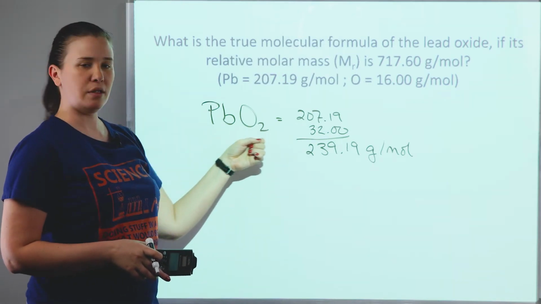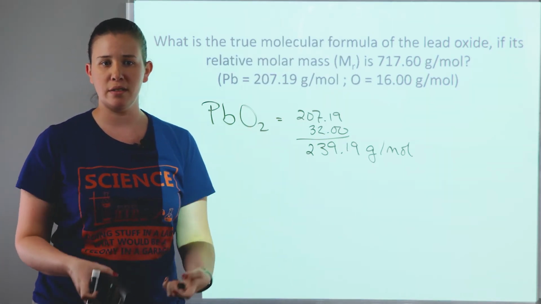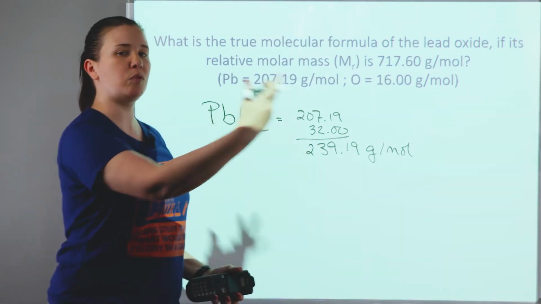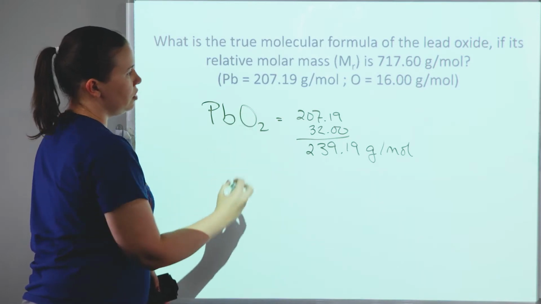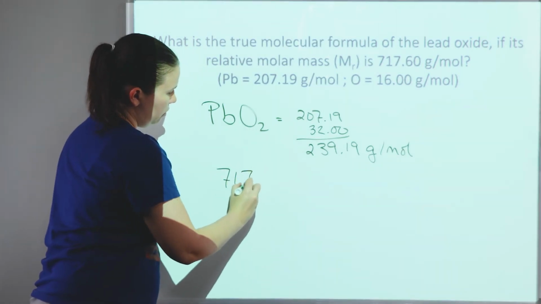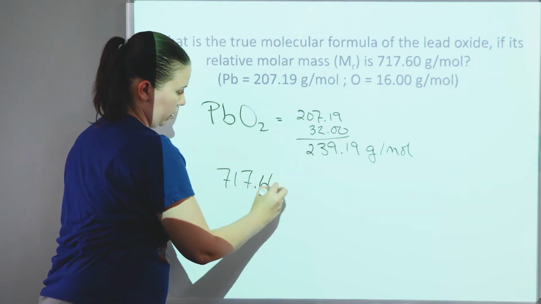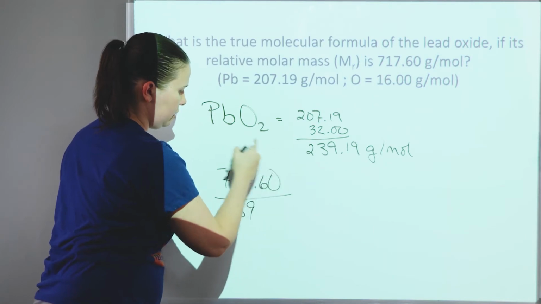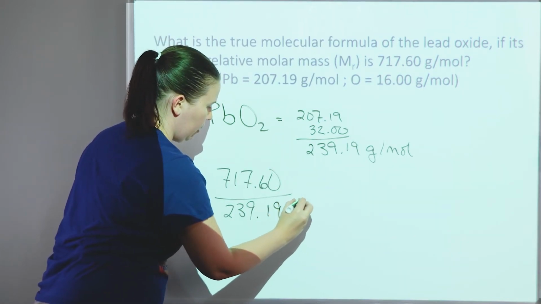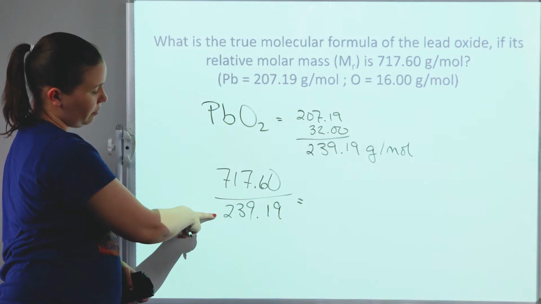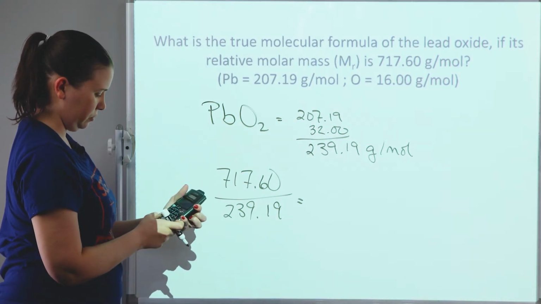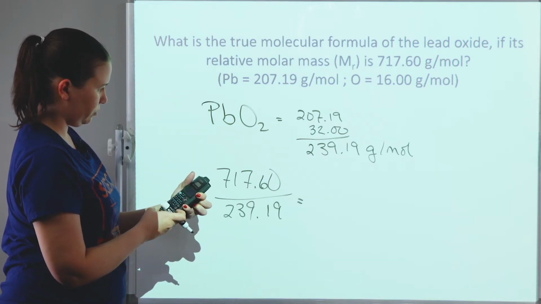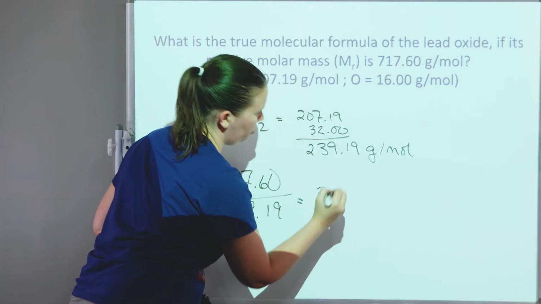We know that this is the ratio. So is it twice this many, 3 times this many, 17 times this many? How do we figure out how many times more we have this set of atoms? The easiest way is to take the given molar mass and divide it by the molar mass of your empirical formula. So 717.60 divided by 239.19, and I get about 3.